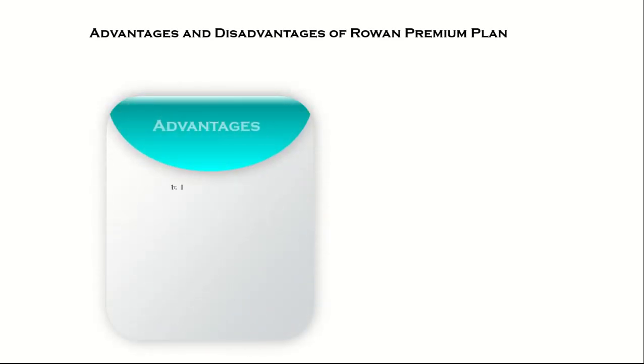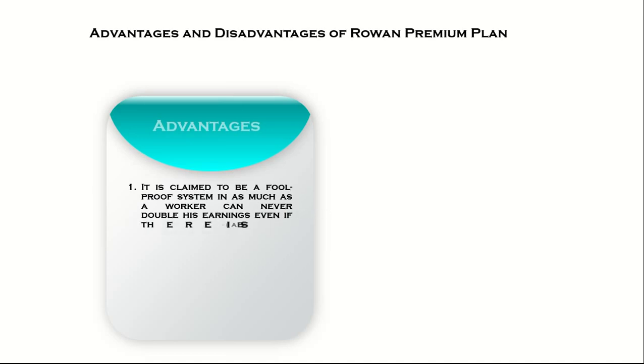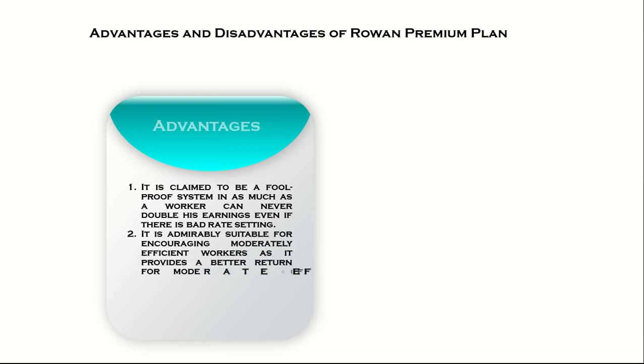Advantages and disadvantages of Rowan premium plan. Advantages. It is claimed to be a foolproof system inasmuch as a worker can never double his earnings even if there is bad rate setting. It is admirably suitable for encouraging moderately efficient workers as it provides a better return for moderate efficiency than under the Halsey plan. The sharing principle appeals to the employer as being equitable.